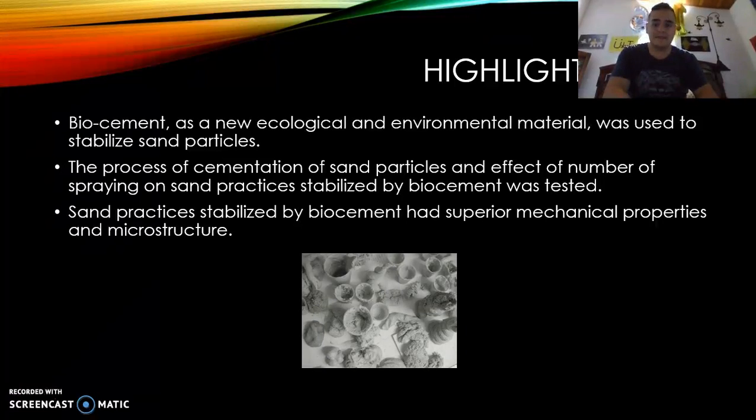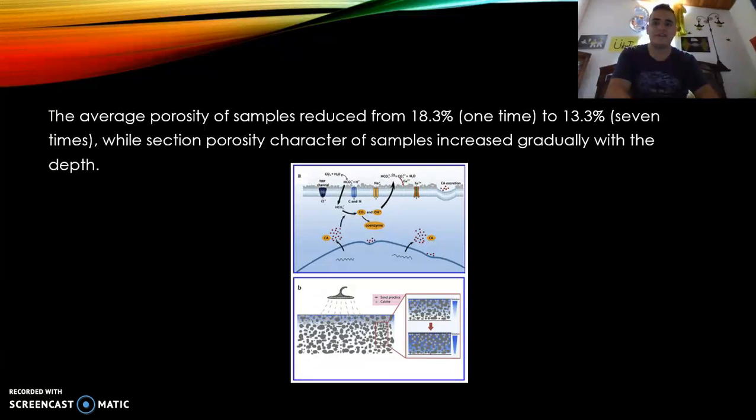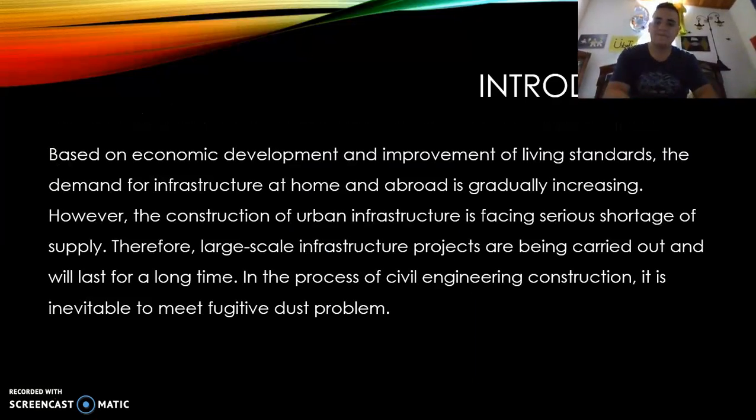stabilize the sand particles. The average porosity of samples reduced from 18.3% at one time to 30.3% at seven times, while the section porosity character of samples increased gradually with the depth. The introduction: based on economic development and improvement of living standards, the demand for infrastructure at home and abroad is gradually increasing.